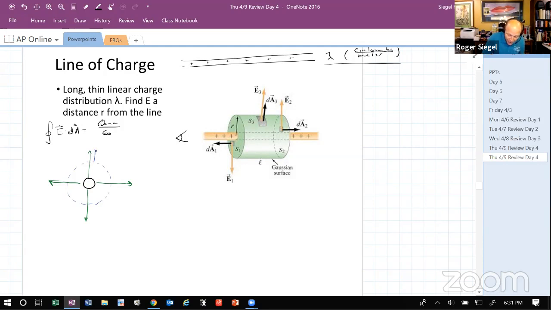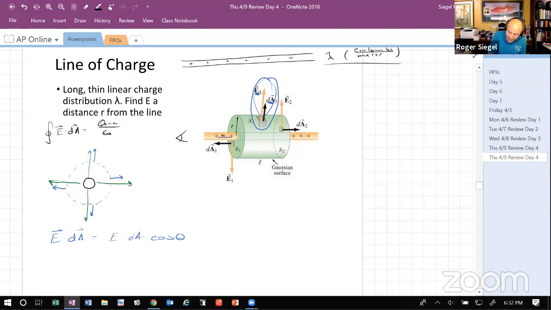I'm going to create a cylinder. Why a cylinder? Because on the body of the cylinder, the E vector and the A vector are parallel. That means E dot dA, a dot product, is E dA times the cosine of the angle between them. The cosine is 0, and so that works.